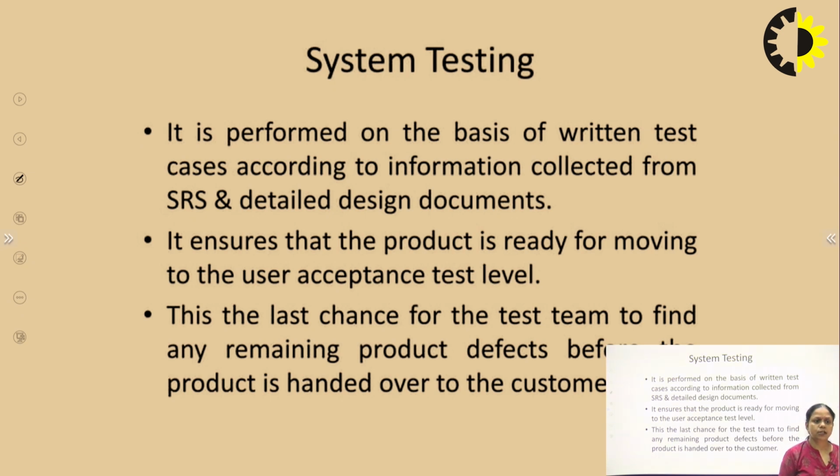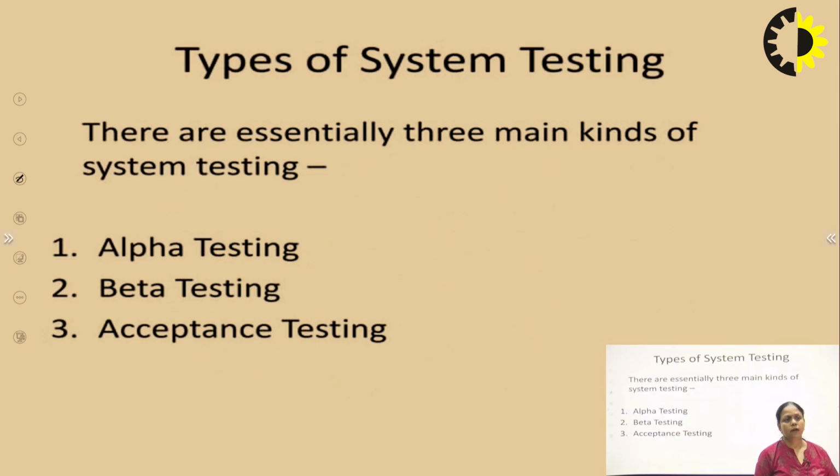This is the last chance of the test team to find any remaining product defects before the product is handed over to the customer. So in system testing, we will check all the software properly and find out the errors properly. Now, system testing can be of three types. First one is alpha testing, second one is beta testing, and third one is acceptance testing.